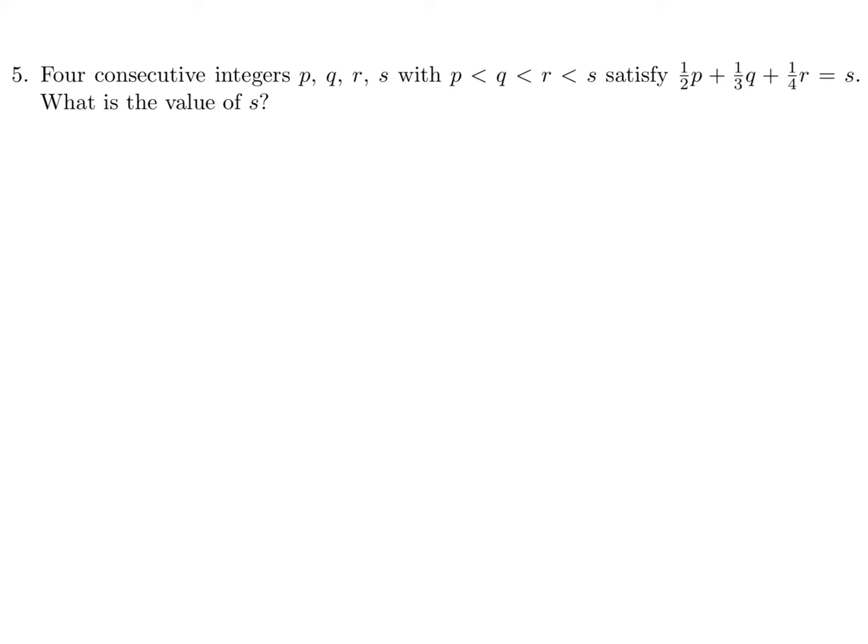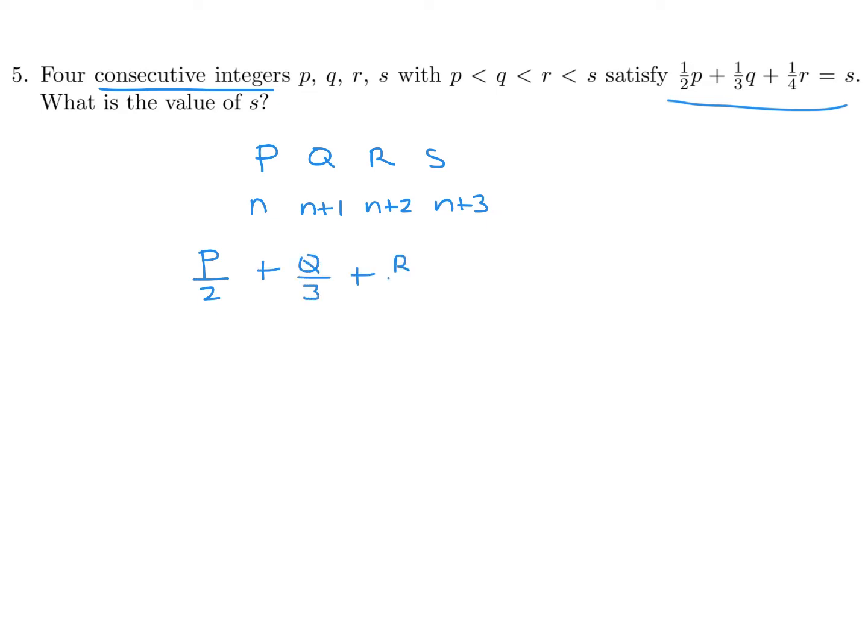Four consecutive integers p, q, r, s with p less than q less than r less than s satisfy half p plus a third q plus a quarter r is equal to s. What is the value of s? All right, so they're consecutive, right? So p, q, r, and s, if they're consecutive, it would be like n, n plus 1, n plus 2, n plus 3. All right, so then I guess we just have to sub it into that equation. So that equation is p over 2 plus q over 3 plus r over 4 is equal to s. All right, let's substitute these values.